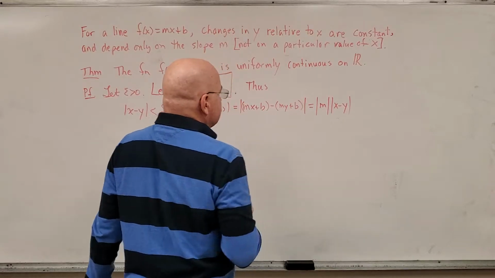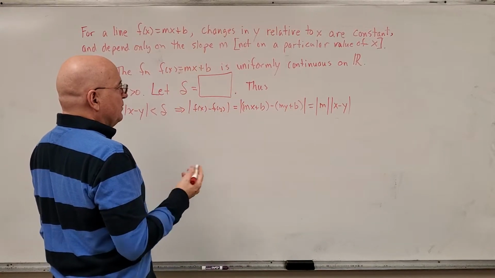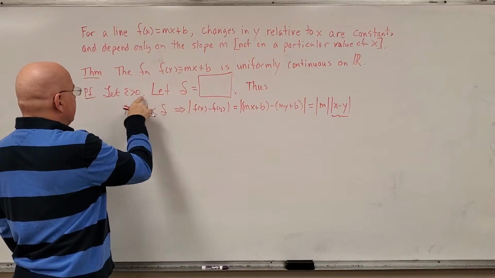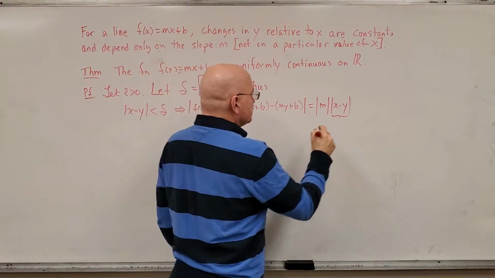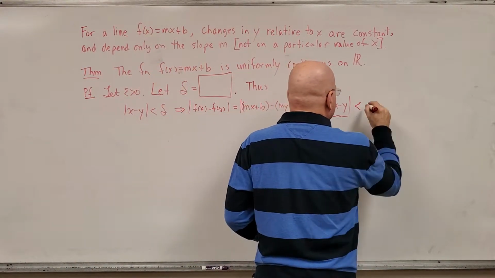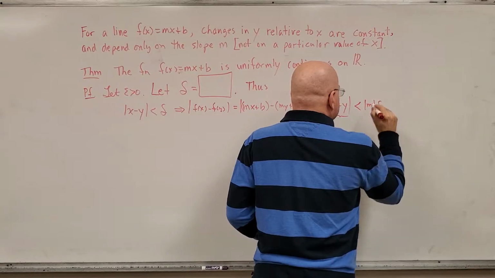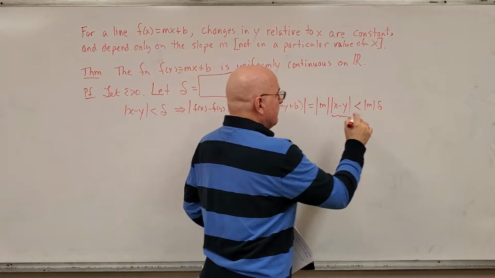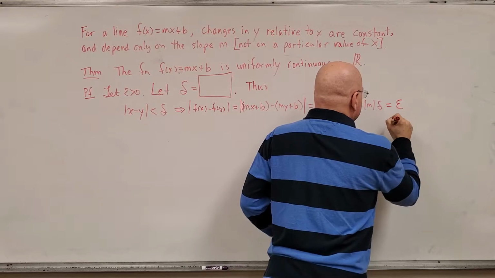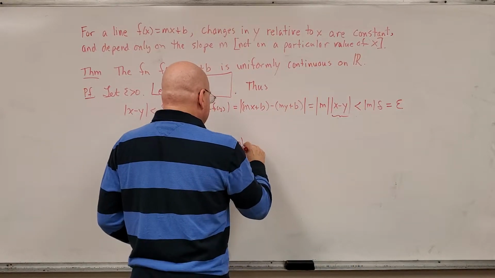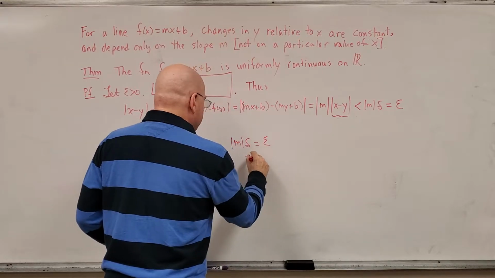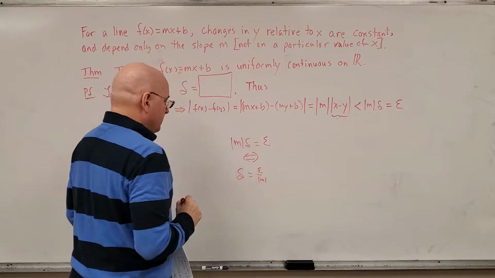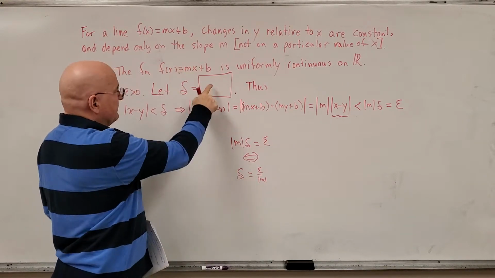Okay, well, actually, we're almost done. What do we know about x minus y in absolute value? It is less than delta. So this is less than m delta. If I make epsilon equal to m delta, we're done. And I'm going to force it to be that. Now, what does that mean? m delta equals epsilon. Well, that's true if and only if delta is epsilon over the absolute value of m. That is what I'm going to put in this box.